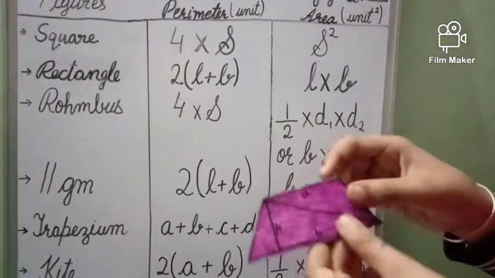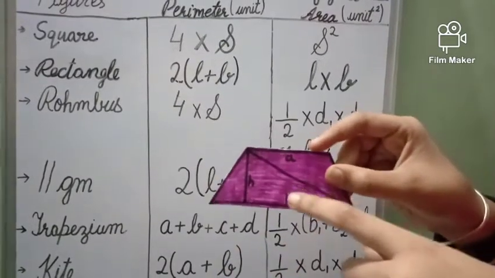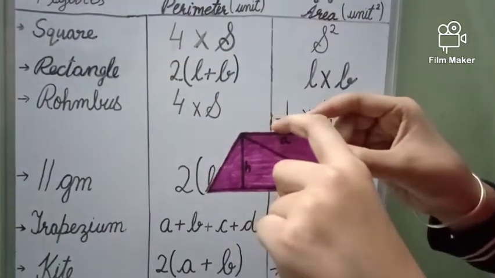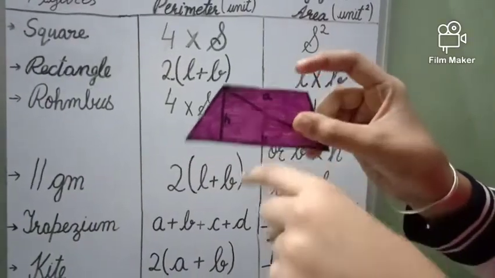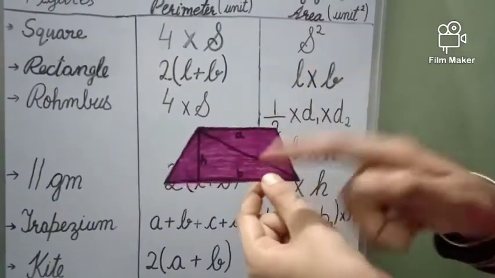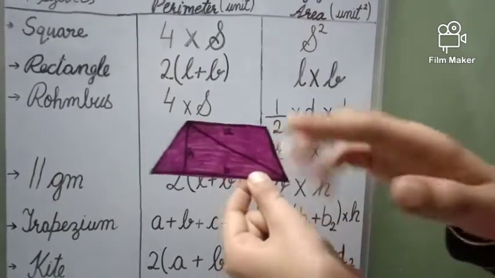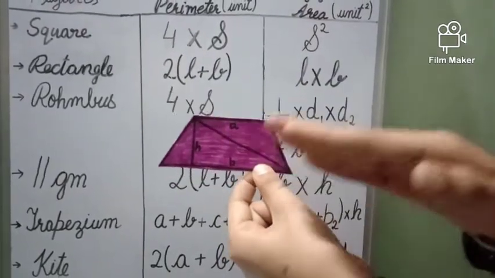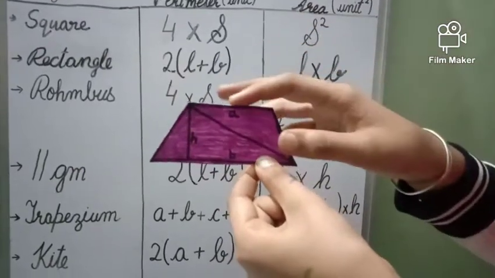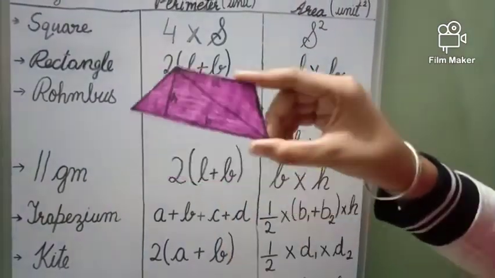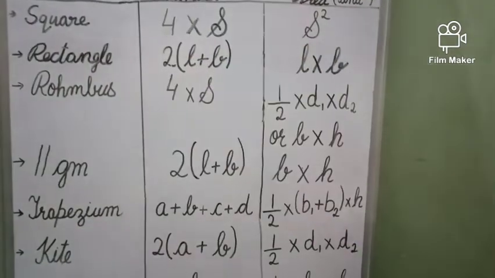And area would be 1 upon 2 into, then we'll add the parallel sides, which is B1 plus B2 in brackets, and outside we'll multiply it with the height. So 1 upon 2 into (B1 plus B2) in brackets and then into height. So this would be the area of your trapezium.